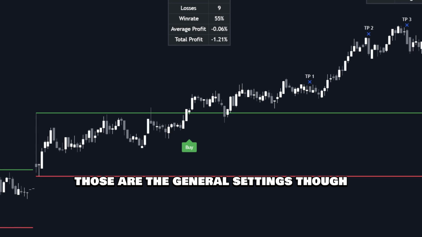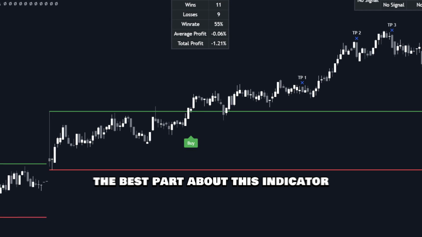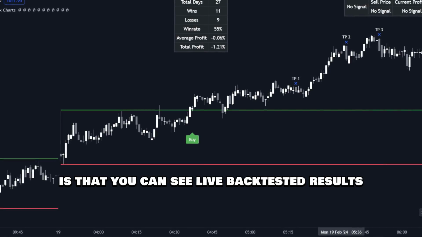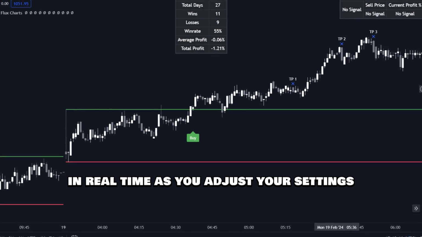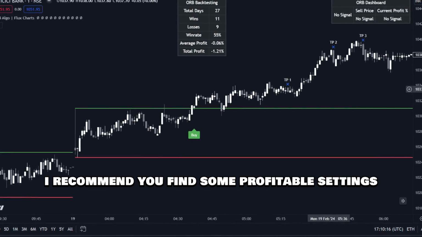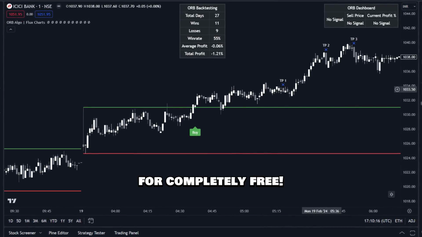Those are the general settings though that you should configure with this indicator. The best part about this indicator, aside from being completely free, is that you can see live backtested results in real time as you adjust your settings in the indicator settings. I recommend you find some profitable settings on your favorite tickers and try out this strategy for completely free.